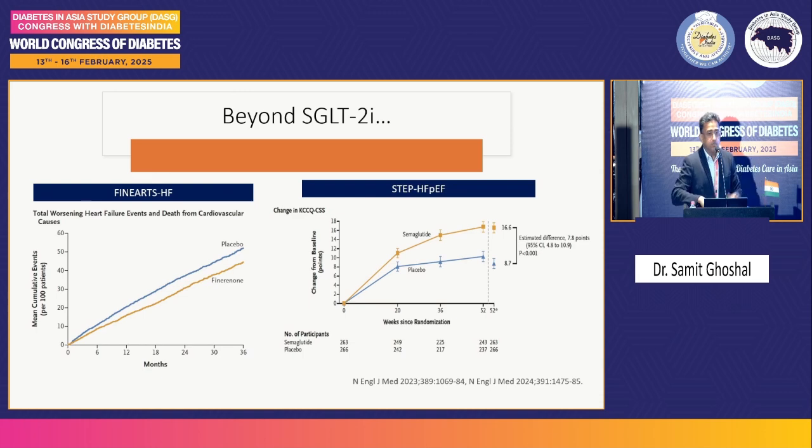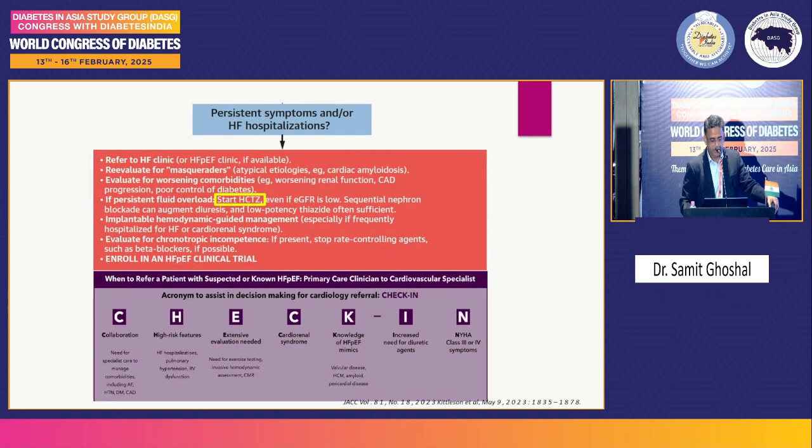Beyond SGLT2, we have now finerenone, which has come with positive data. So we have two agents now to treat these patients. And we have seen functional improvement with semaglutide in the STEP heart failure with preserved ejection fraction trial. Though there is no reduction in hospitalization for heart failure like SGLT2, definitely we have the benefit here.